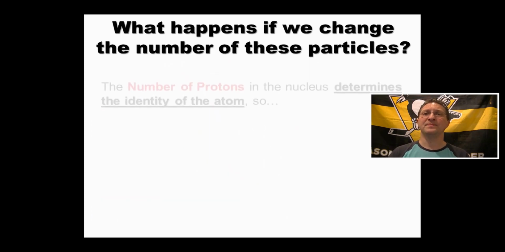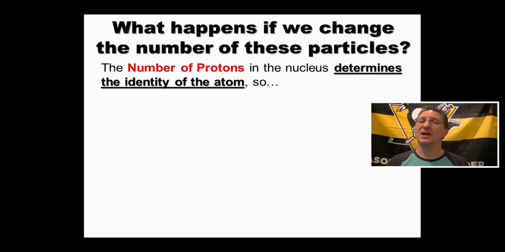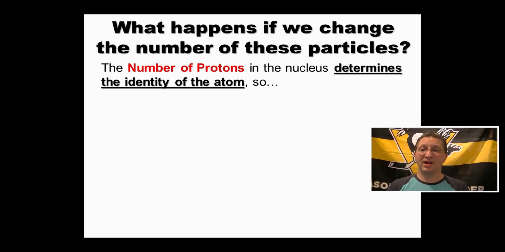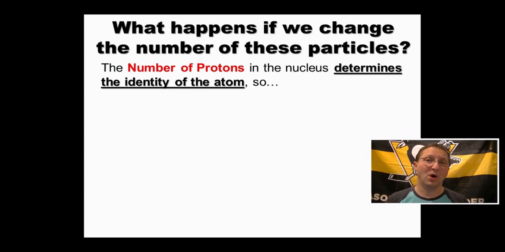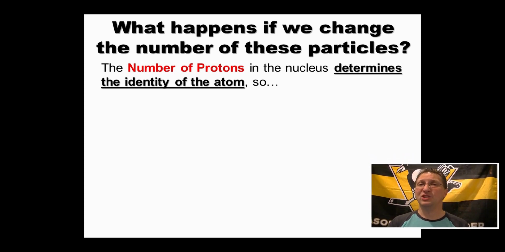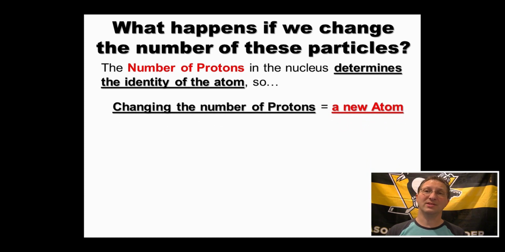Well, the first thing is looking at the protons. Now, each of these particles has a specific role that it's doing inside the atoms, and the protons are probably one of the more important ones. The protons, they're the positive particle that's found in the center of the nucleus, but their job is to determine what the atom actually is. In other words, we can change the number of protons, but if you change the number of protons, you no longer have the atom that you once had. It's now a new atom.